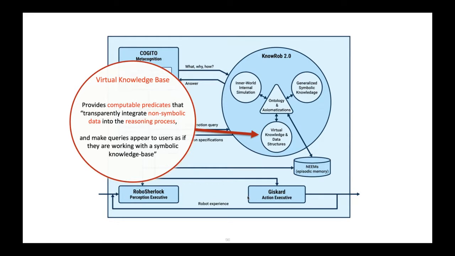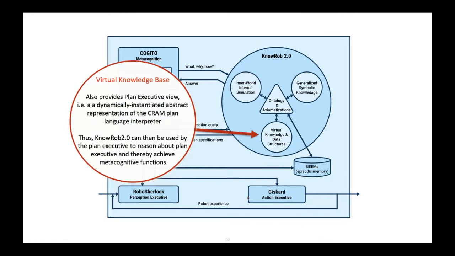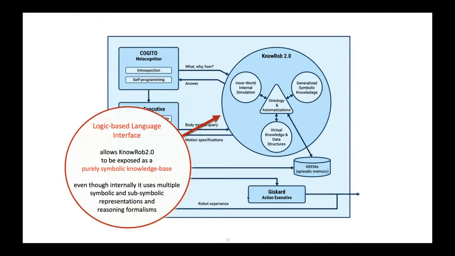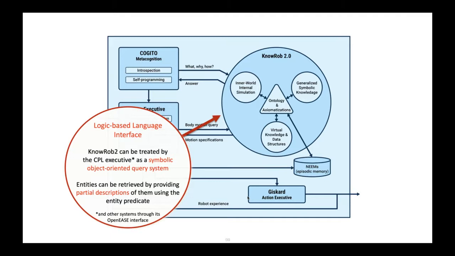And the last one then is the virtual knowledge base. And this is a very, very elegant technique. It allows symbolic information, sub-symbolic information from, say, perception and the motor system to be represented in a symbolic fashion, and therefore it can be reasoned about. And it also provides a way for the plan to be able to reason about itself. All of this then is wrapped up in a logic-based language interface, which allows NoRob to be treated as a purely symbolic knowledge base. And then the plan executive can query it.